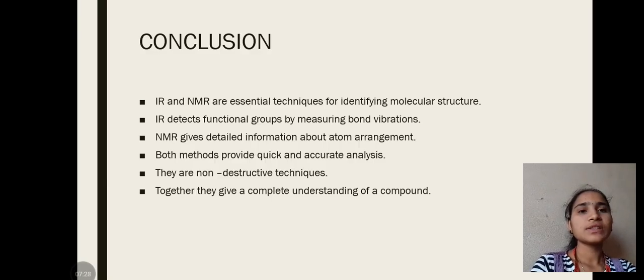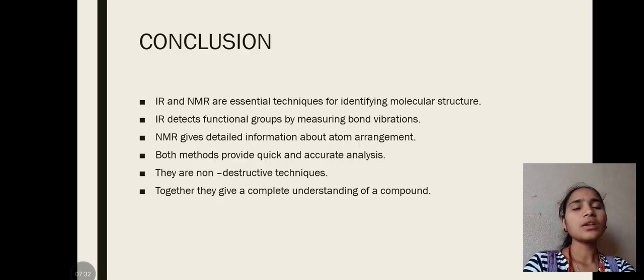And the conclusion for this video presentation of NMR and IR spectroscopy is: IR and NMR are essential techniques for identifying molecular structure. IR detects functional groups by measuring bond vibrations. NMR gives detailed information about atom arrangement. Both methods provide quick and accurate analysis. They are non-destructive techniques. Together they give a complete understanding of a compound.